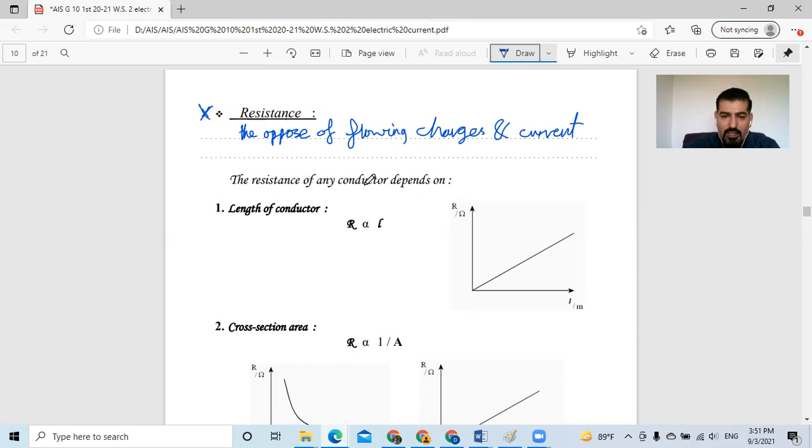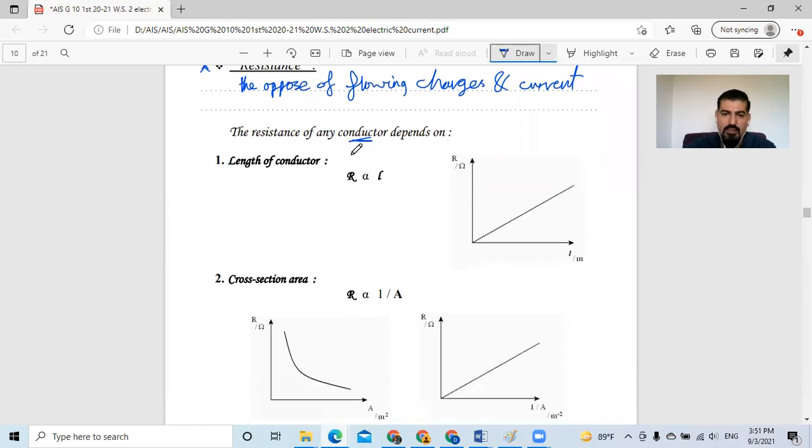So the resistance of any conductor depends on several things. If we're talking about conductors, insulators, semiconductors, all these materials have the same categories in general, but some of them have different things that the resistance depends on. For example, the length. What that means, the length is directly proportional to the resistance. What that means? Yes, exactly, directly proportional.